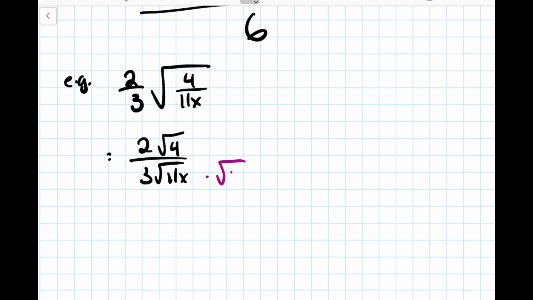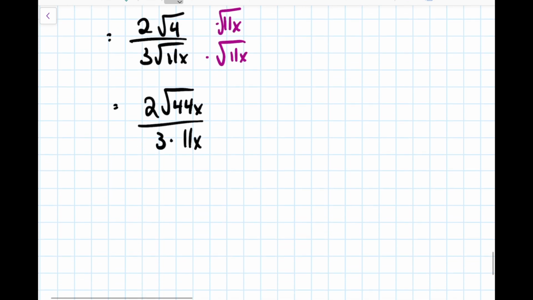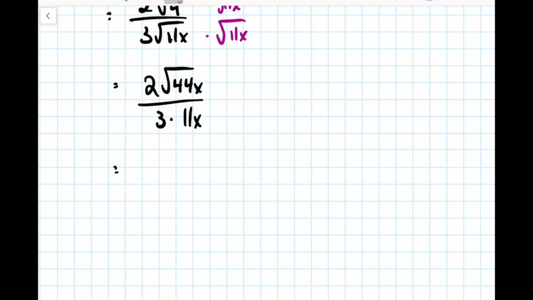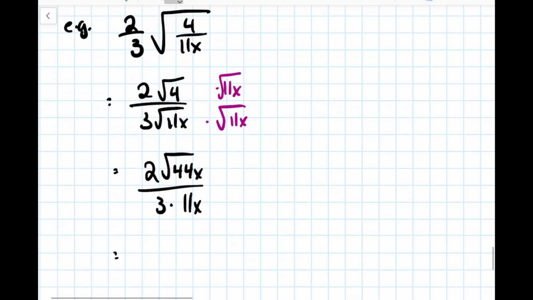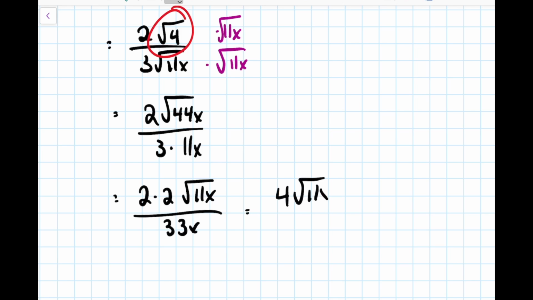So on the bottom, we're going to need to multiply by root 11x to get rid of the root. So we're going to do the same thing up top, which is going to get me 2 root 44x, and then 3 times 11x on the bottom. From that 44x, I'm going to be able to pull out a 2, which you may have noticed right from the get-go, right? We had a root 4 there, so we could have turned that into a 2 there. But either way, we're going to be able to pull out a 2 now. So this is going to become 2 times 2 and root 11x over 33x. Or as our final answer, 4 root 11x over 33x. And there's nothing else we can do there.